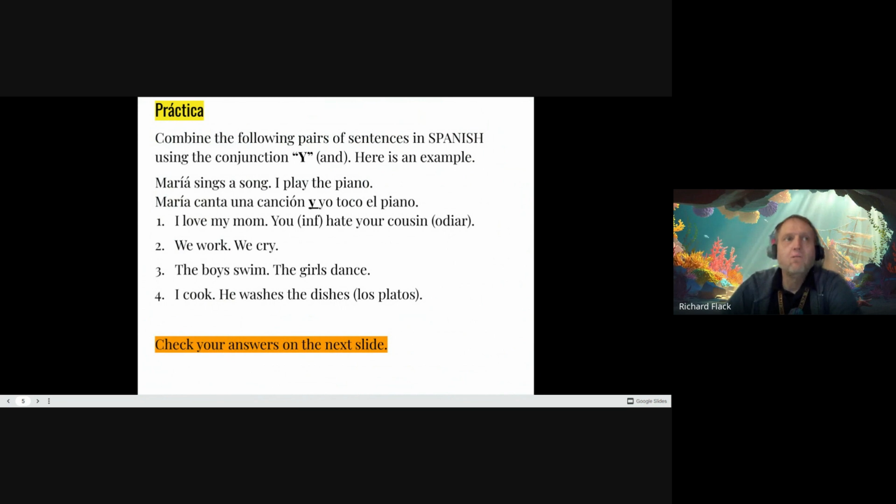So follow this example here of how we join the 2 sentences together with the word y, our conjunction, and work through these 4 examples. I gave you a new verb here, odiar, which means to hate. And just in case you didn't remember, los platos for dishes. Pause the video while you are writing these sentences. And when you're ready, come back to check your answers.